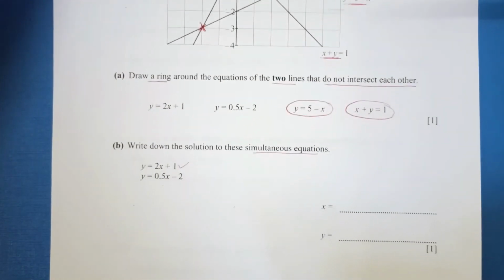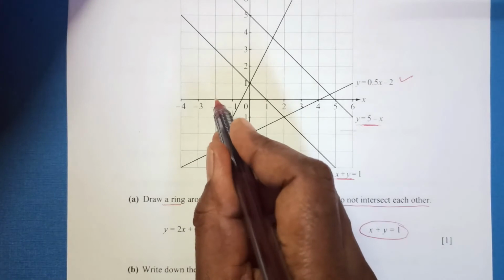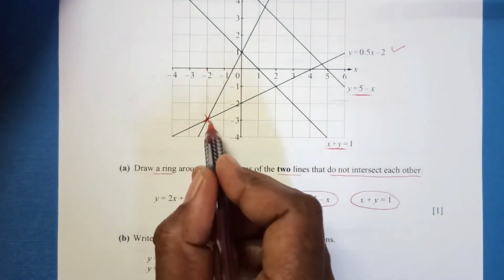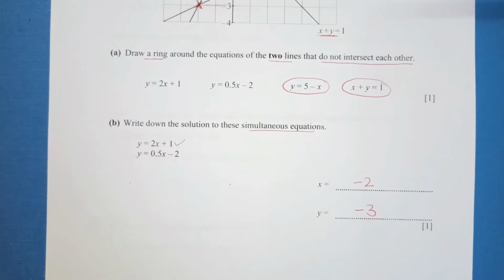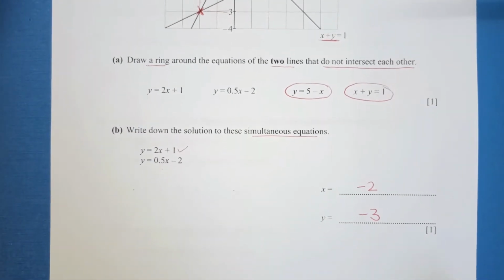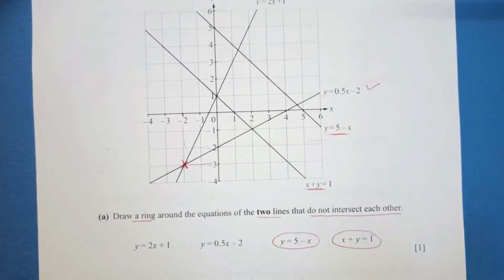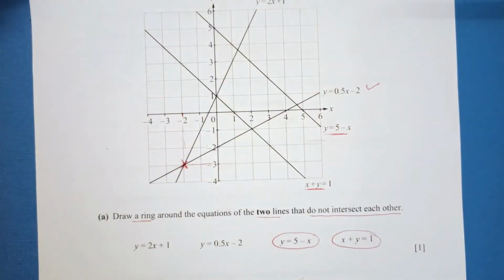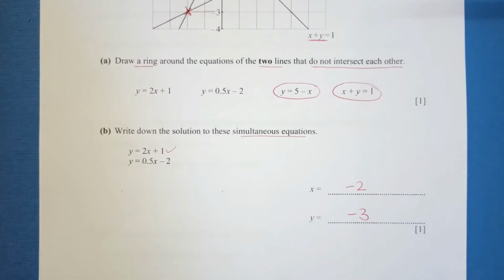We need the value of x and y. Let's see what x is. If you go along here, x is -2 and y is here, which is -3. So there is nothing more to do. We are just looking for the intersecting point of these 2 lines, which is -2 and -3. So we can directly write down these numbers in the answer.